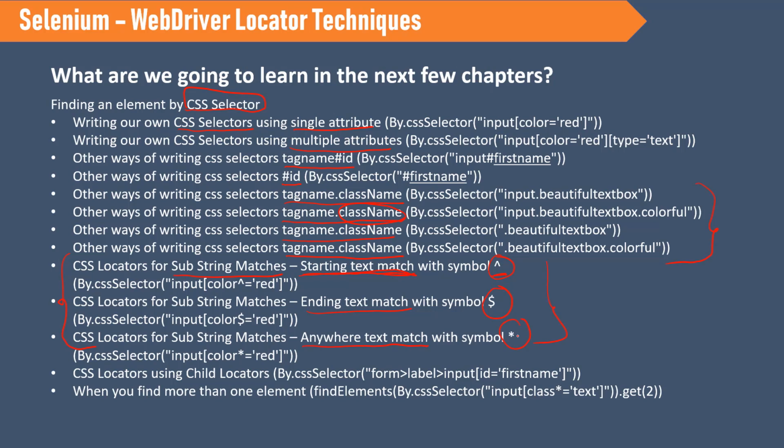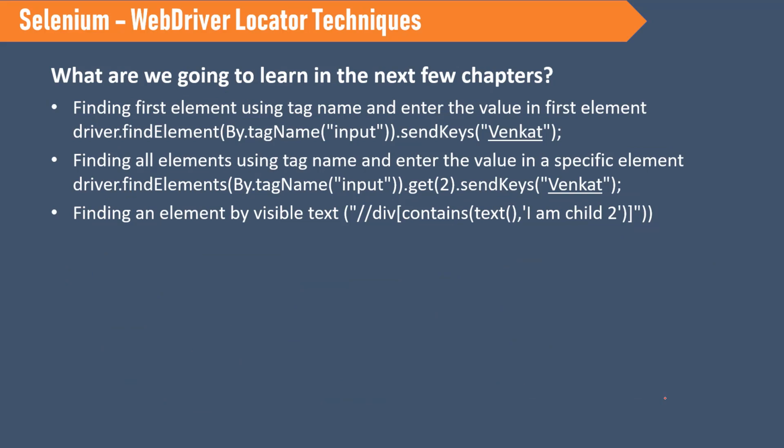So we will see all these three things, and we will also see CSS locators using child locators, and what to do, how to locate a particular element if we find more than one element using the CSS locator. So we will see these two things in the next few videos, and we will also see how to locate an element by using tagName, and if we find more than one element using the tagName, what we should do. So we will also see that one, and we will also see how to find an element by using the visible text. So these are all the different things we will be seeing in the next few videos.